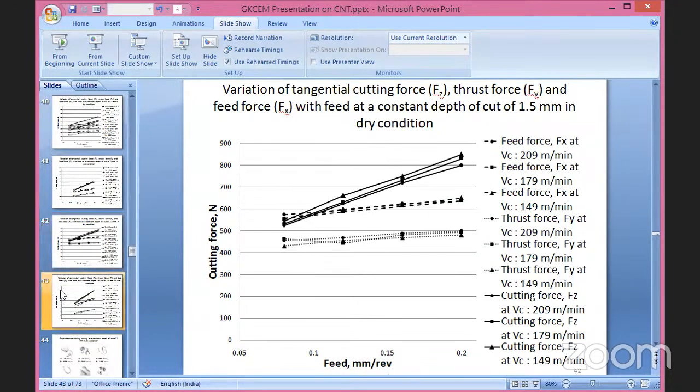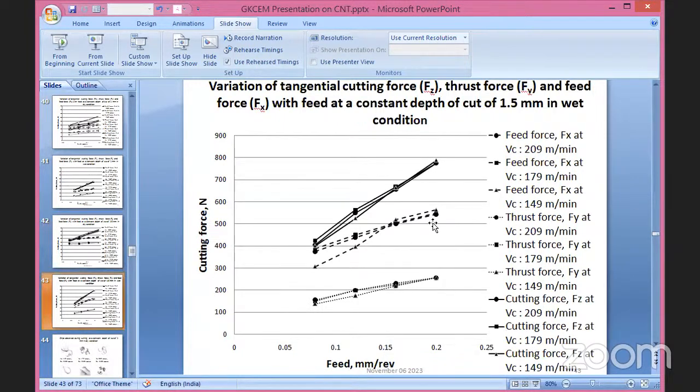Now, whenever the wet condition is used, the force values are obviously reduced, but the basic nature of the force variation remains almost the same. That means with the increase in feed, we have an almost proportional increase in the cutting force values, for all 3 components: Px, Py, as well as Pz.